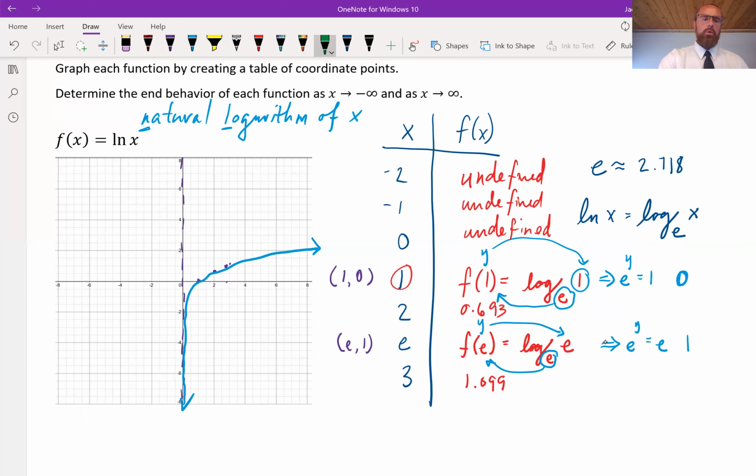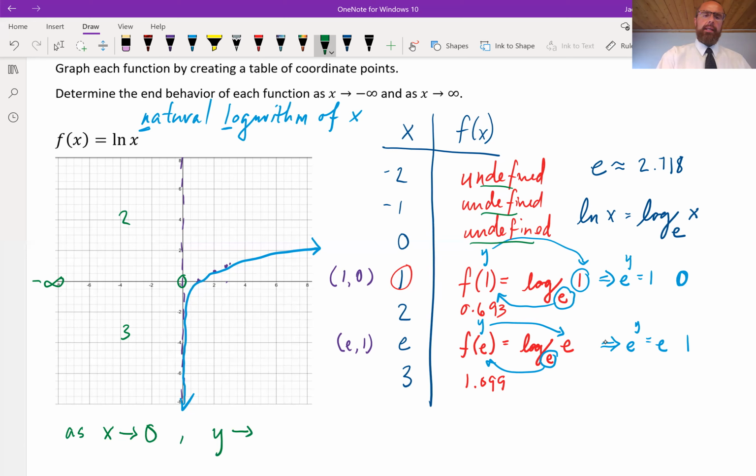We do need to say what happens for the end behavior as x approaches, I'm going to put negative infinity, but it's almost unhelpful for us to think about negative infinity because the graph does not exist in quadrants 2 and 3. We saw that those x values had undefined y values. So I'm not going to say as x approaches negative infinity. I'm going to say what happens to the y value as x approaches 0, the y-axis. So as x approaches 0, y approaches.